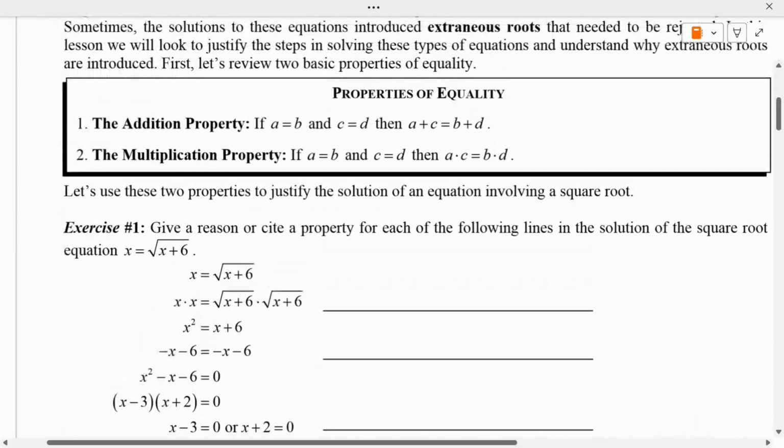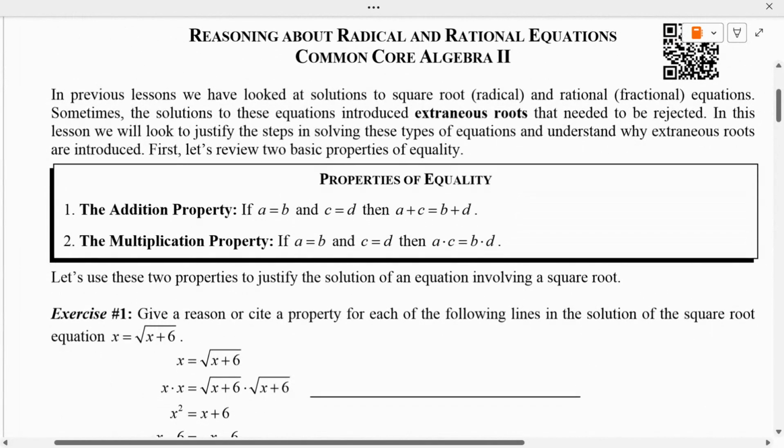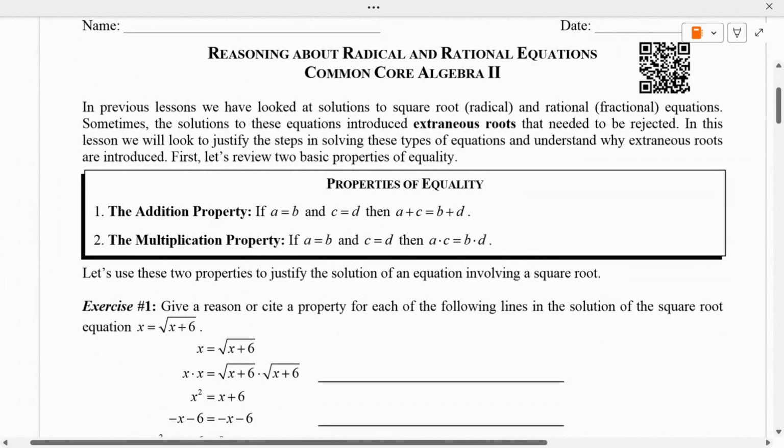So today's lesson is reasoning about radical and rational equations. We are just going to walk through the steps and discuss the properties that we use to solve radical and rational equations.